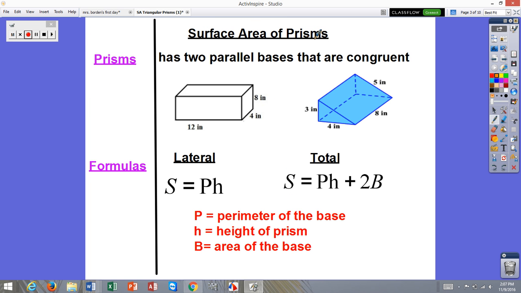Okay, so let's discuss prisms first. We've got two different types of prisms that we focus on as junior high students. We have rectangular prisms where all the sides are rectangles, and triangular prisms where the bases are triangles but the sides are rectangles. So prisms have two parallel bases that are congruent, meaning they are equal in size.